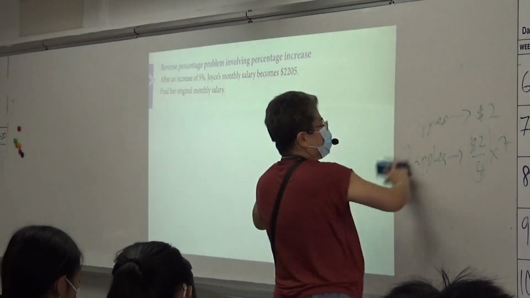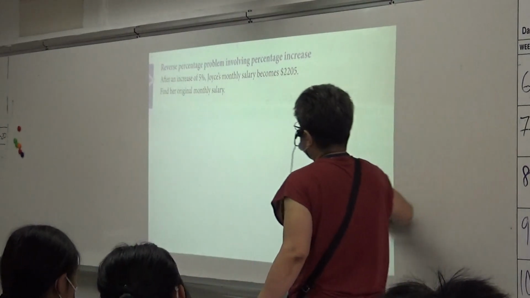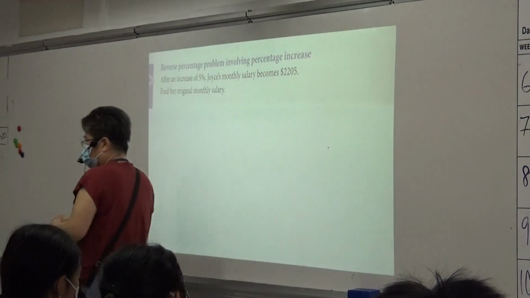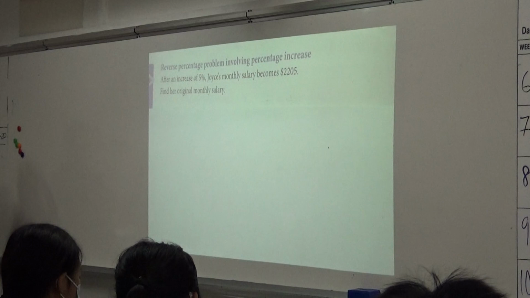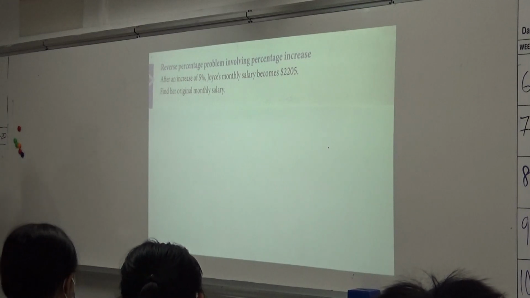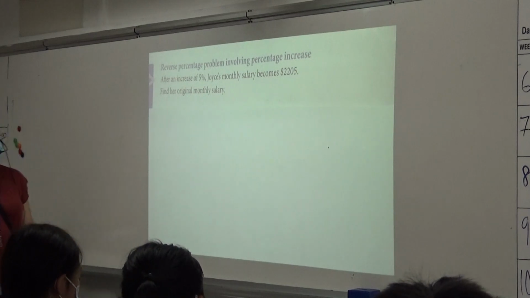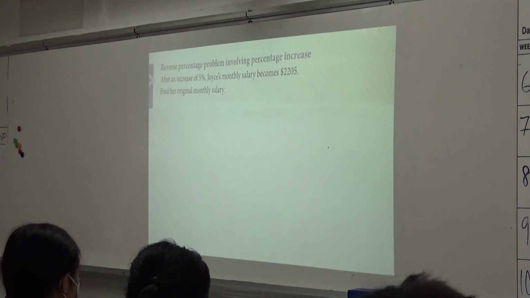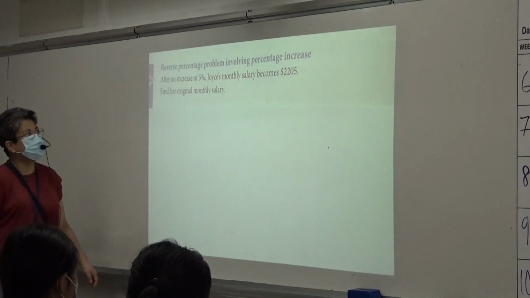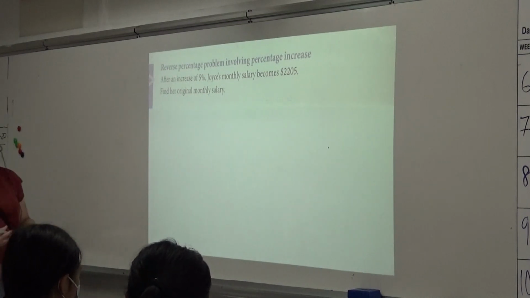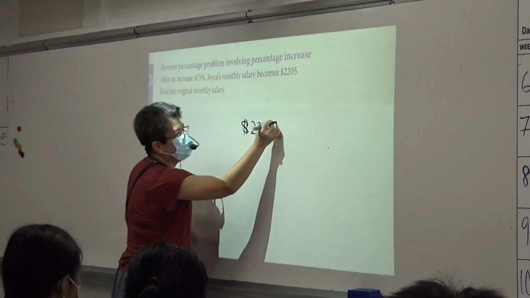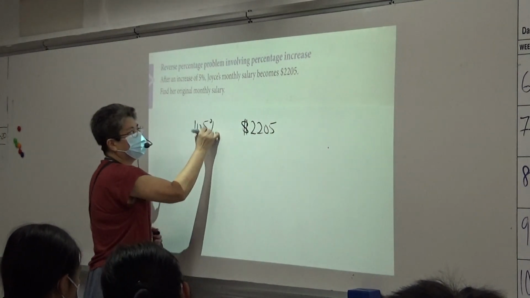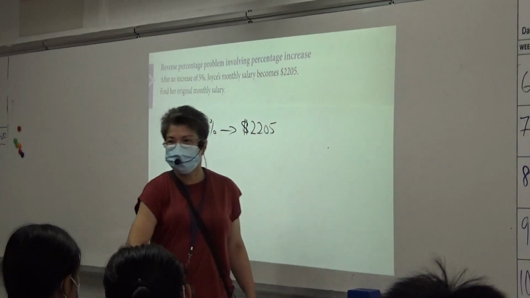Okay. Let us take a look at this particular question. All look at the board. I need you to pay attention. Present wrongly in exam is no answer. Okay? After an increase of 5%, Joyce's monthly salary becomes 2205. 5% her original monthly salary. That means this 2205 actually corresponds to 105%.